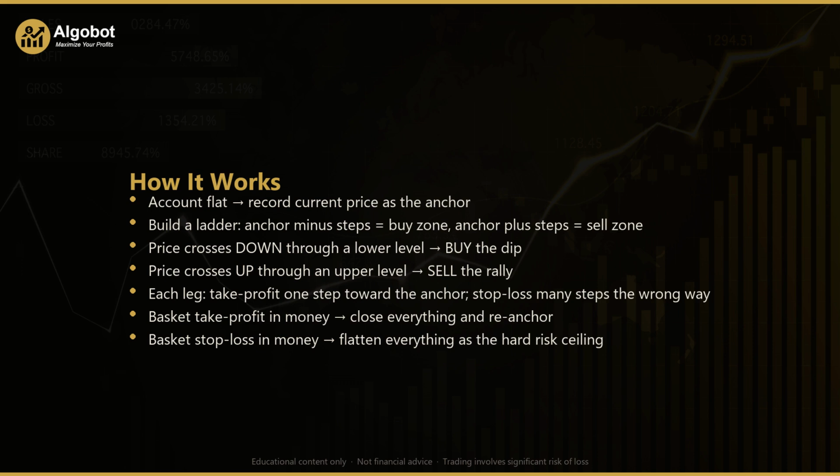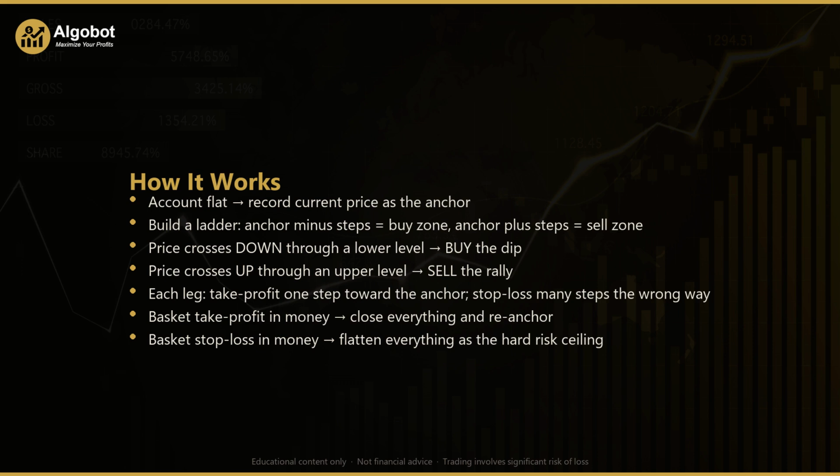Here is the entry logic. For a long trade, the strategy detects when price crosses downward through one of the levels below the anchor. The moment the previous price was above that level and the current price has fallen to or below it, the strategy signals a buy. It is buying the dip, expecting price to pendulum back up toward the anchor. For a short trade, the rule is the exact mirror image. When price crosses upward through a level above the anchor, the strategy signals a sell, fading the rally.